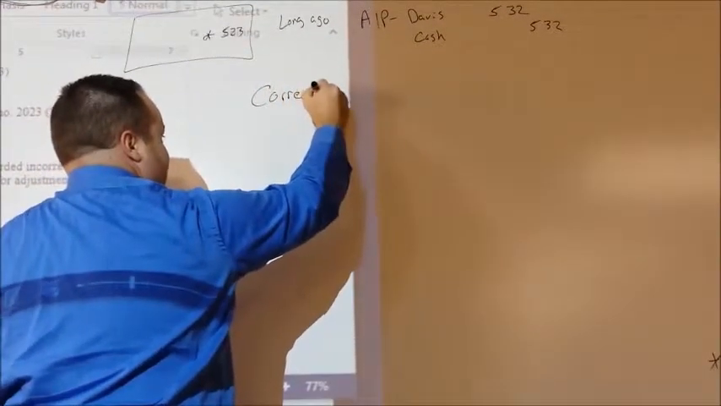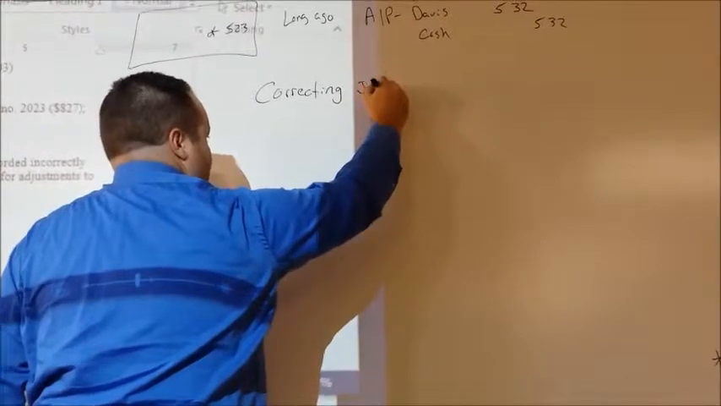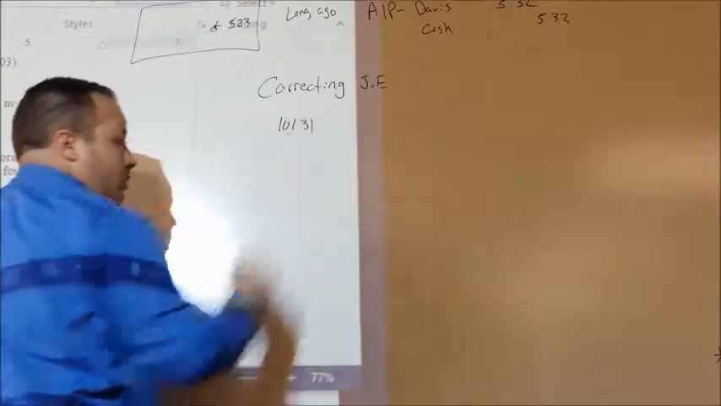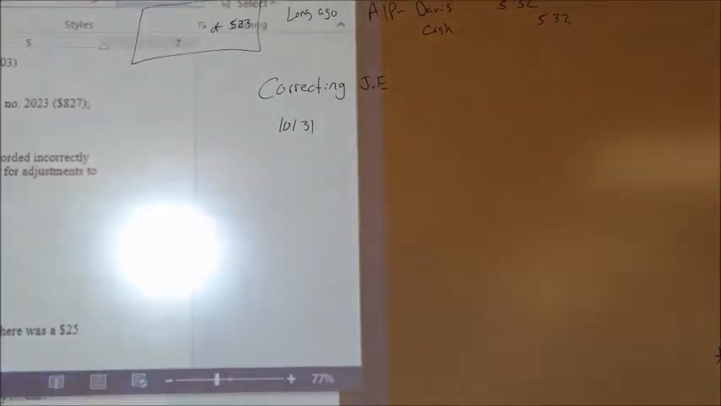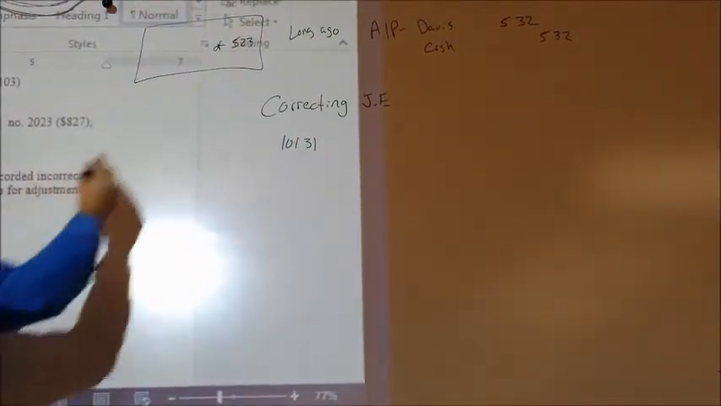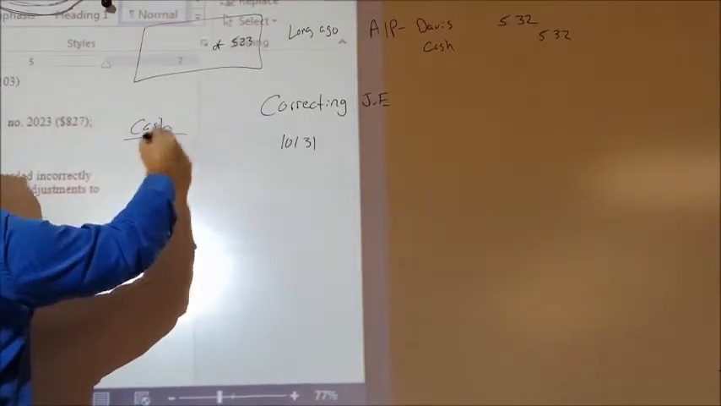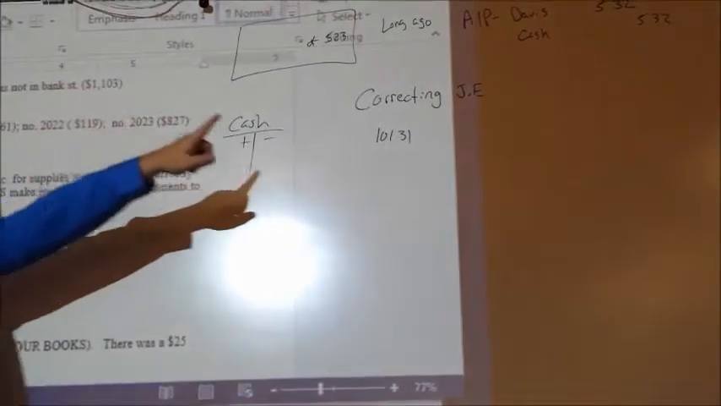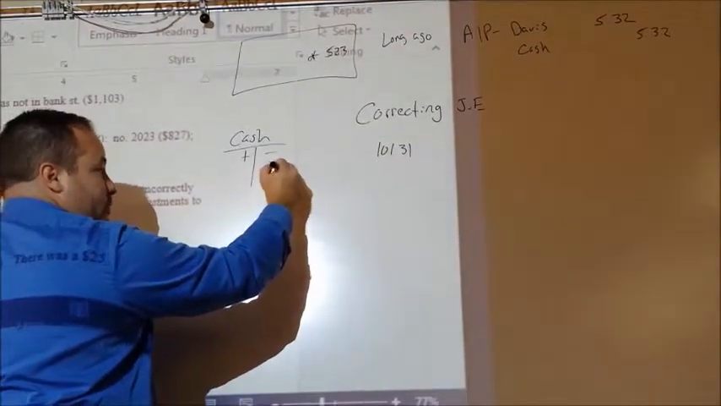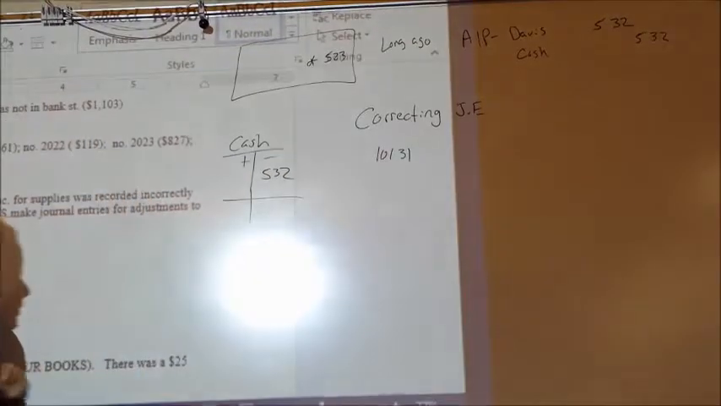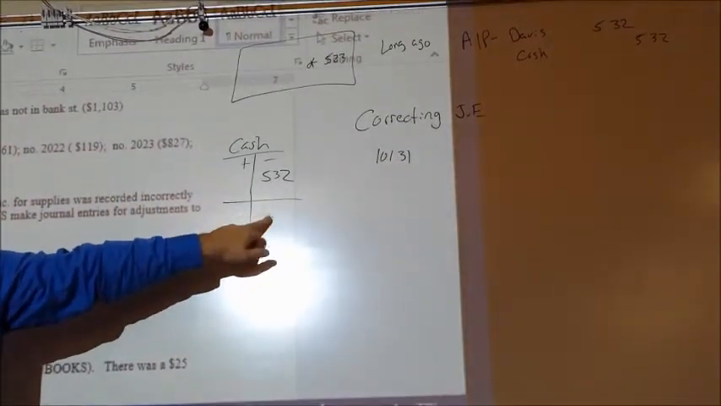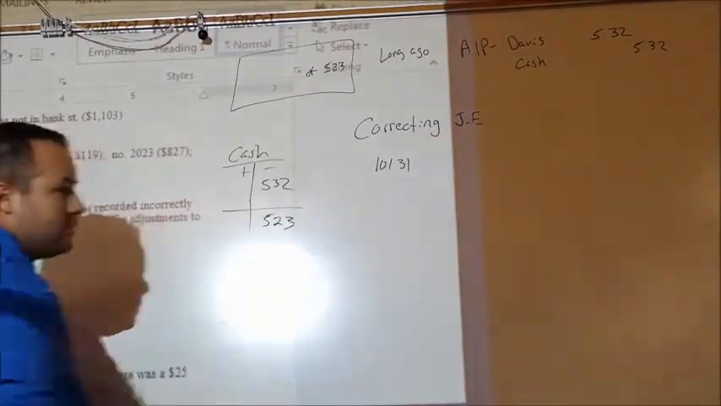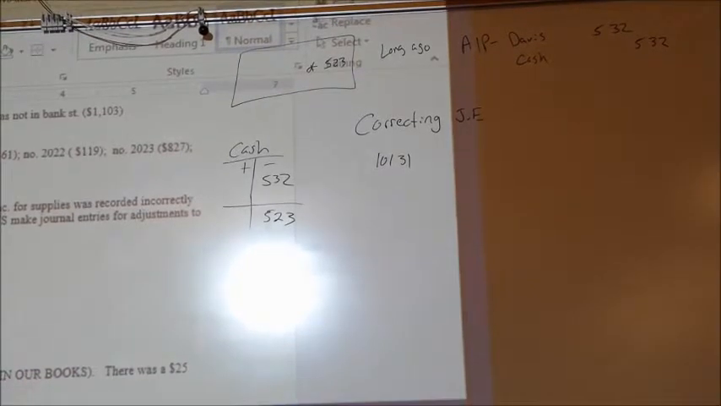I need to do a correcting entry. The bank is showing me that there is an error, so on 10/31, I'm making a correcting entry. I think it helps if you make a little mini T account just to help visualize. I showed on my books that I made a payment of $532. What should the final payment have been? $523. So what do I need to do with my T account to make that true?